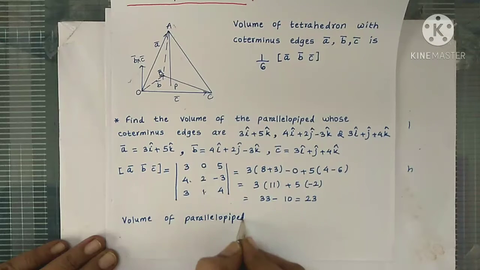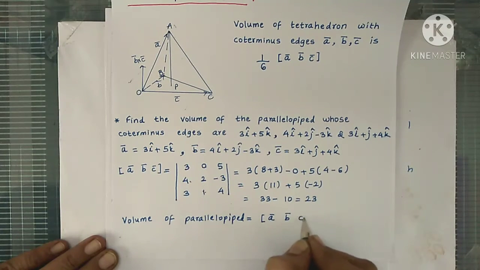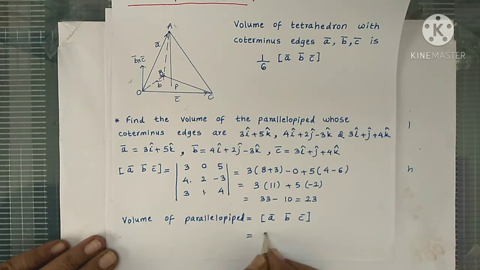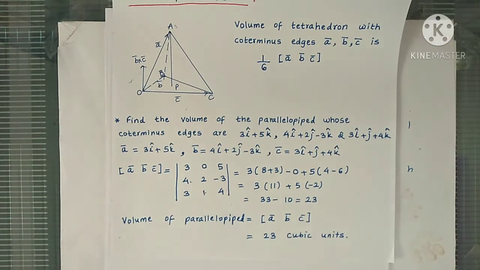Now let's write that volume of parallelepiped equals the scalar triple product [a bar, b bar, c bar], and it is 23. Since it is volume, we have to write cubic units. So the volume is 23 cubic units.